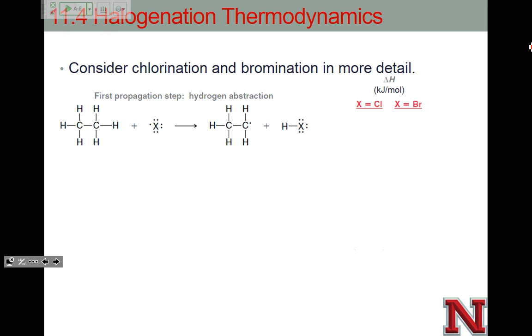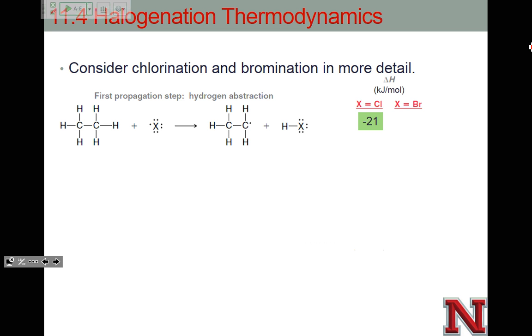If we break down our propagation steps to look at chlorination and bromination in more detail, we don't need to look at the other ones. We already talked about these. We can learn more about these reactions. So here we're forming our radical, and the radical we form, of course, is the difference between our chlorine and our bromine radical.